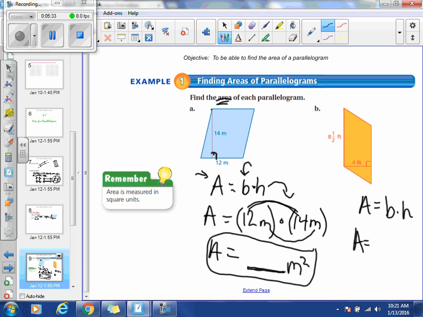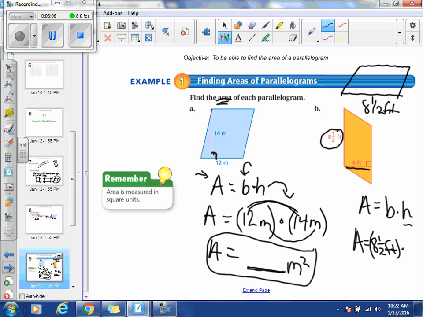The base of this parallelogram. All right, the base. Well, right now, the base is not at the bottom, okay? But if we flipped this parallelogram, so it will look like this, all right, then this would be on the bottom, 8.5. So our base length is 8.5 feet. So I'm going to take 8.5 feet times my height, all right?